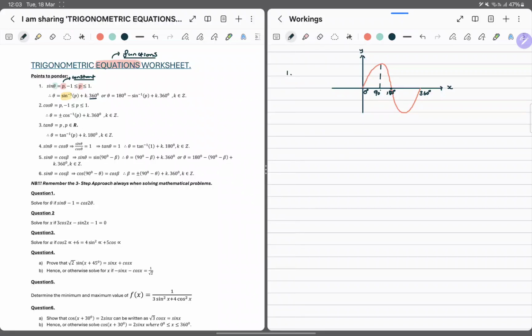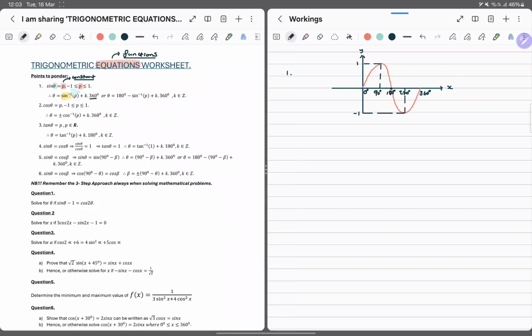I want us to remember our grade 10 very well, because this is built from grade 10 knowledge. So this is going to be 270 degrees. Nice and easy. And what do we mean? We know that this would be the minimum value, and that would be the maximum value. So the minimum is going to be -1, the maximum is at 1.